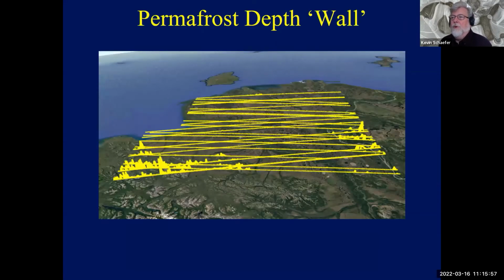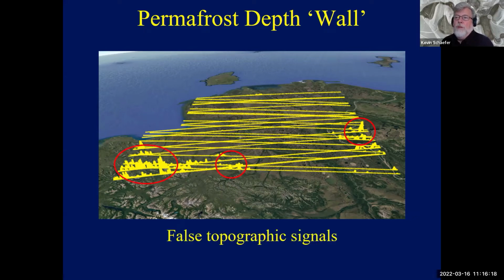And here's a more oblique view of that. Notice the crisscross pattern of each of these. What I did is I created what I call a wall in Google Earth. And the height of this wall is proportional to the estimated thickness of the permafrost. There are some issues here, and I think I'm going to have to do some cropping. The areas I outlined here in red represent what I would call false topographic signals.